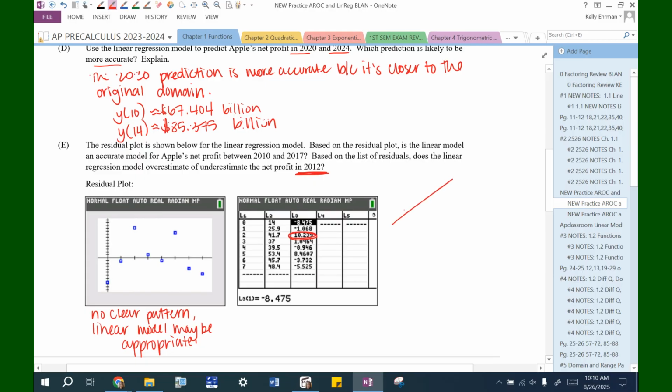So remember what this means. You have this line of best fit, and if we have a positive residual, it means that the line is sitting below the data point at 2012. So because the line is under the data point, the linear model underestimates the data for 2012.